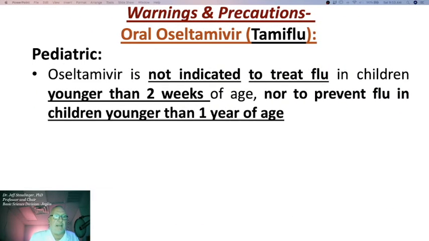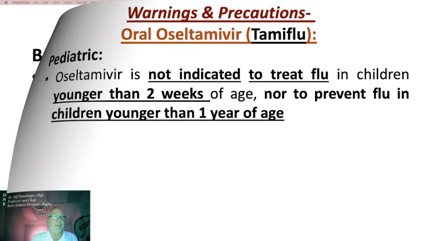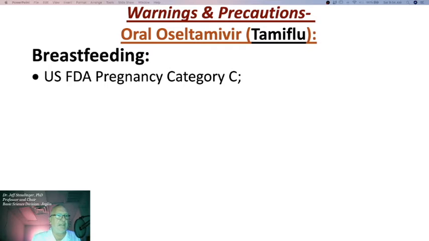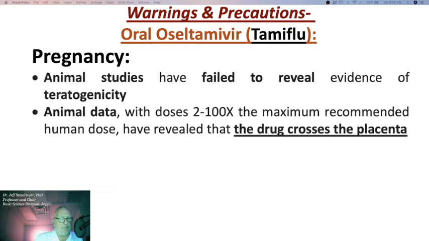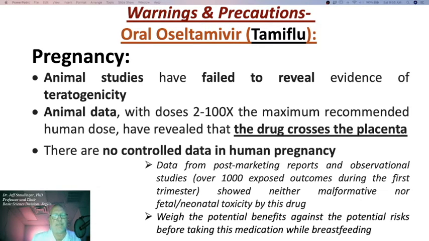In pediatric patients, it's not indicated to treat flu in children younger than 2 weeks of age, nor as a prophylactic in children younger than 1 year of age. With respect to pregnancy, this is a pregnancy category C drug. Animal reproduction studies have shown adverse effects on the fetus at very high doses, but there are no adequate or well-controlled studies in humans. This drug does cross the placenta. You have to weigh the potential benefits against the potential risks.